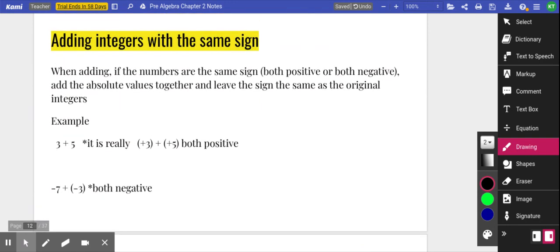All right, when adding, if the numbers are the same, right, both positive or both negative, you can add the absolute values together, right? So add their positive values together, and then leave the sign the same as the original integers, right? +3 plus +5 is 8. Since they're both positive, my answer is a +8. Here, 7 plus 3 is going to be 10, but since both values are negative, my answer should be -10.